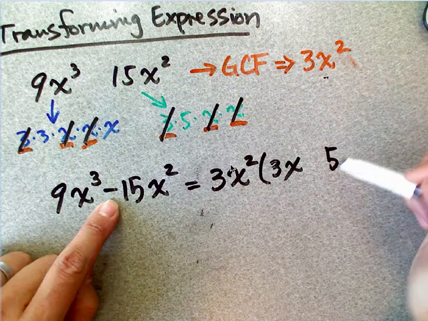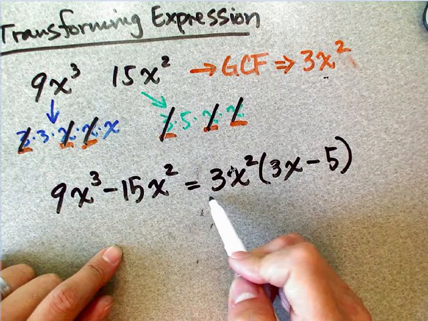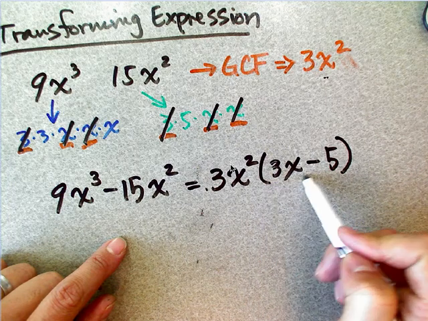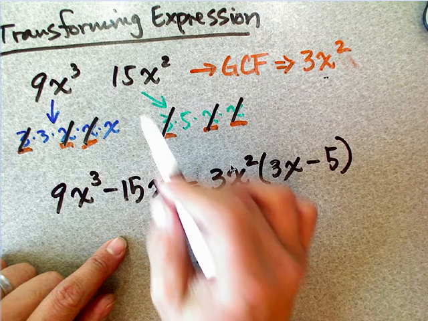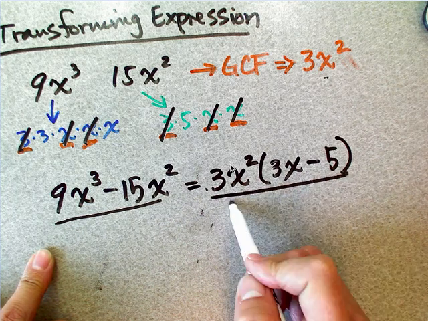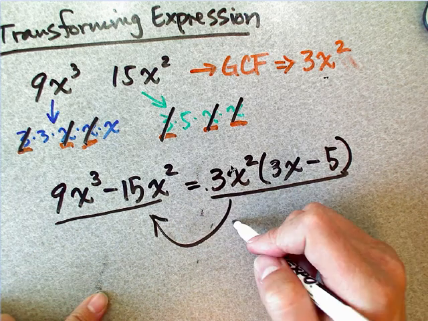And then we have the subtraction symbol here. So 3x squared times the quantity 3x minus 5 is the transformed expression of this one. And we can always go back from this expression to this one by using the distributive property.